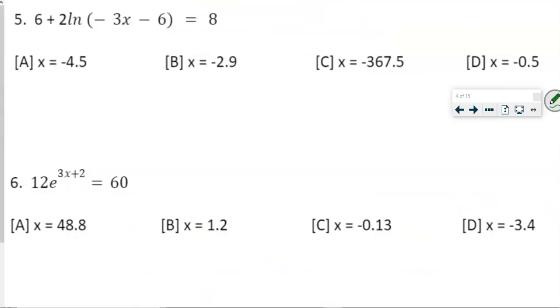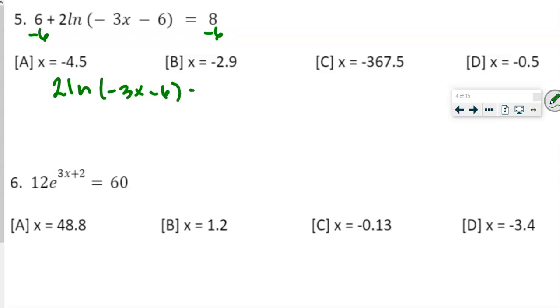So with number 5, we're going to go ahead and work this. We're going to get the ln by itself, so we're going to subtract 6 from both sides. When we do that, we get 2 ln of negative 3x minus 6 equals 2. We're going to divide both sides by 2. That's going to give us ln of negative 3x minus 6 is equal to 1.